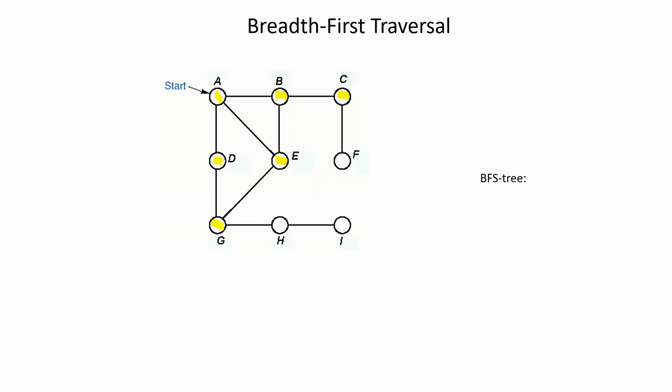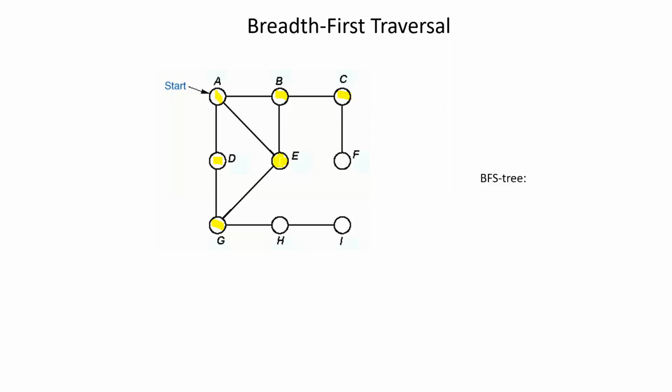Then which vertex is in front of the queue? E. From E, how many adjacent vertices are there? A, B and G, three adjacent vertices, and all three are visited. So we have explored E, and we have to delete E from the queue.